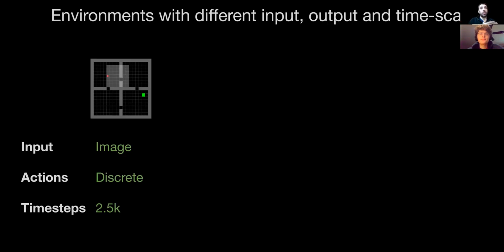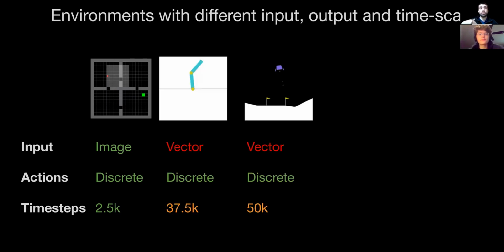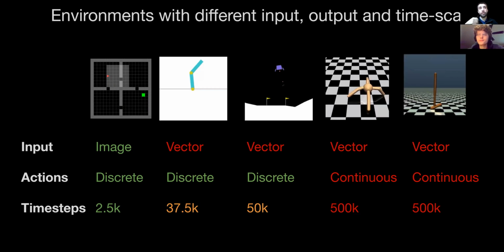In particular, it's a challenge because there are different types of inputs, different types of actions, and different scales of time steps of exploration. We start with an environment that has image inputs, discrete actions, and a few thousand time steps of exploration. But then we also want to generalize to vector inputs, still discrete actions, and an order of magnitude more time steps. And finally, we want to test also on vector inputs, continuous action spaces, and hundreds of thousands of time steps of exploration.